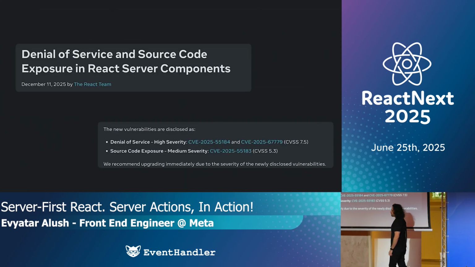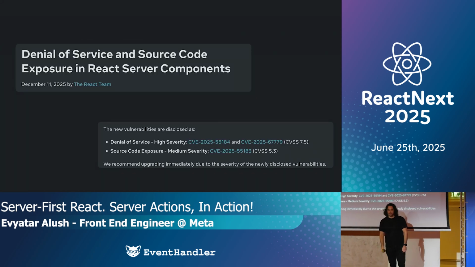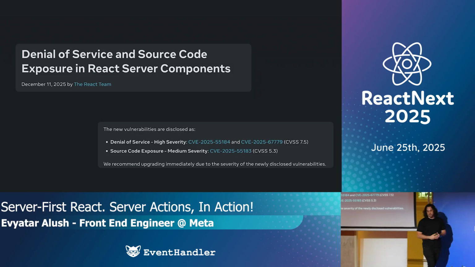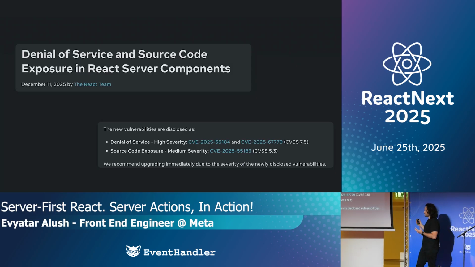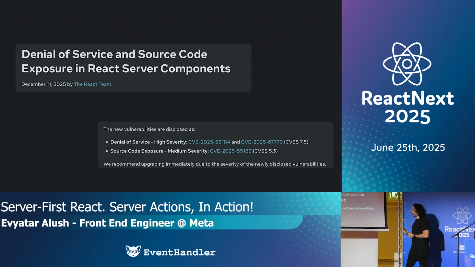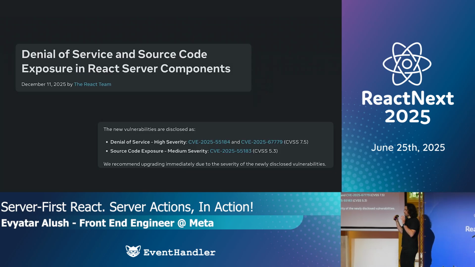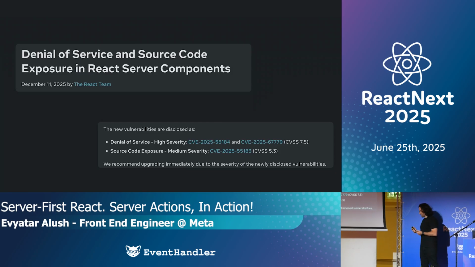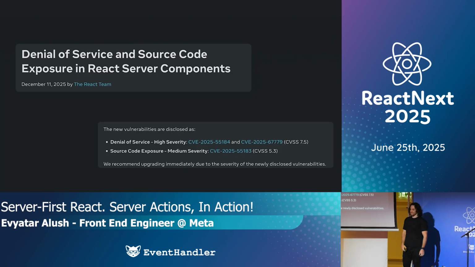but Christmas is coming early this year, and we got 2 more security vulnerabilities over the weekend, or at least we got them a few weeks ago, but only now they got published. Denial of service, causing the server to hang, and also allowing an attacker to gain access to actually view the source code of your server components. So I came here to talk to you about how cool server components and server actions are, and of all times, exactly now. So this is pretty cool.